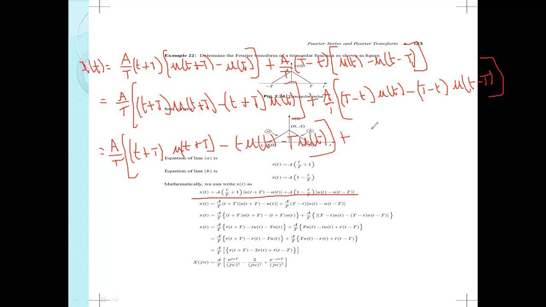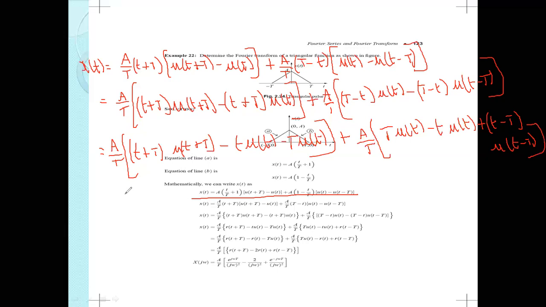Plus here also A by T. Now I am rewriting individually t into u(t) and minus T into u(t). I split the two parts here, but multiplying with the minus, it becomes plus. Small t is plus and capital T is minus. So t minus capital T, whole multiplied with u(t minus capital T). Nothing is different, here the t plus and here the t minus.